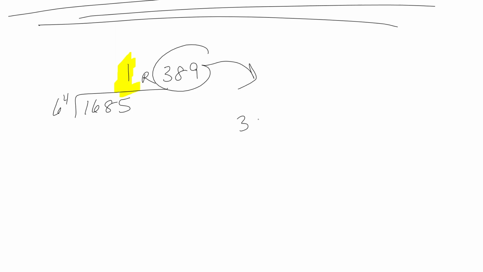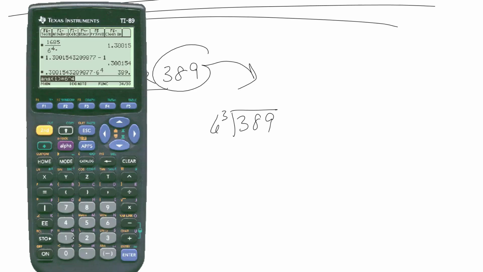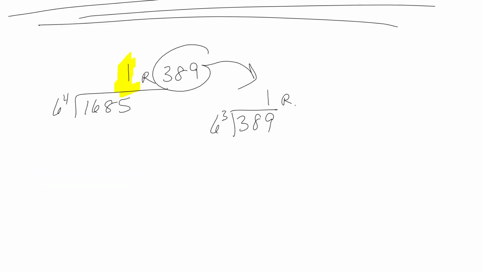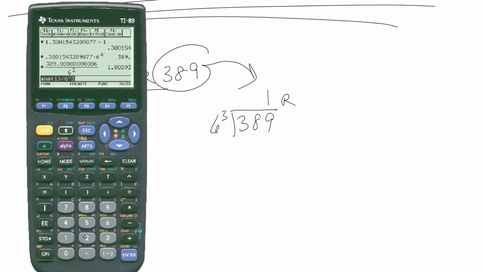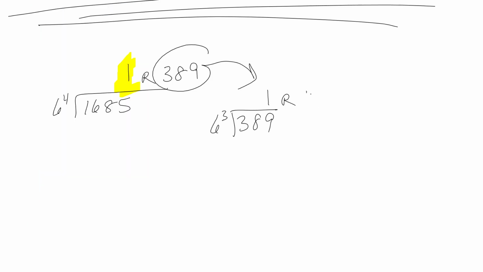Then I go 389 divided by 6 cubed. I'm going to put this in my calculator. So 389 divided by 6 cubed gets me 1.80093. So it's 1 remainder. I'm going to subtract the floor and then multiply by 6 cubed. So the remainder was 173. So again, my next digit is 1.